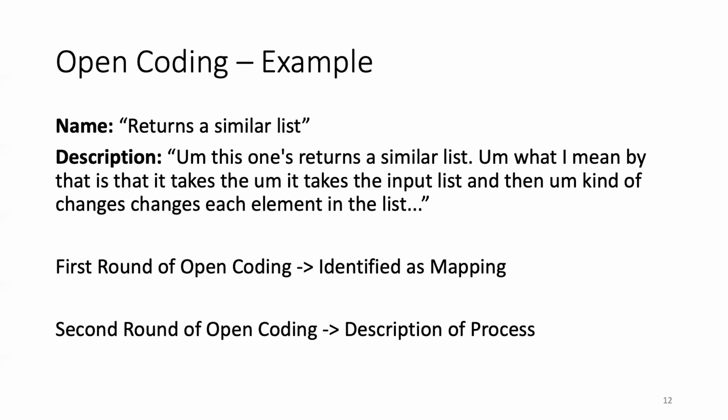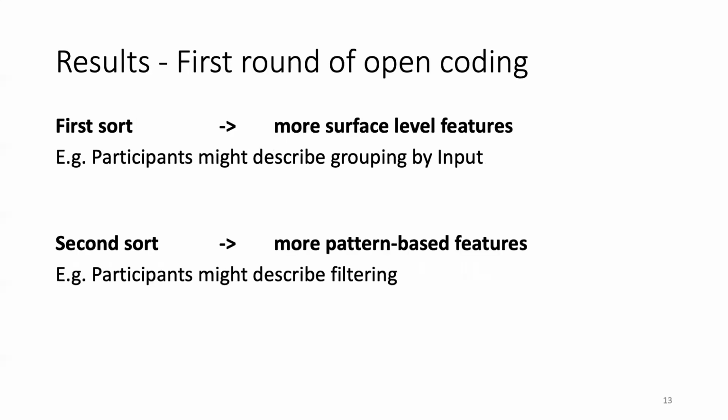During the second round of open coding, which identified the language participants used to describe groups, this group was identified as a description of process, as the participant is describing the general process to solve each question. A more detailed description of the 2 rounds of open coding is described in the paper.